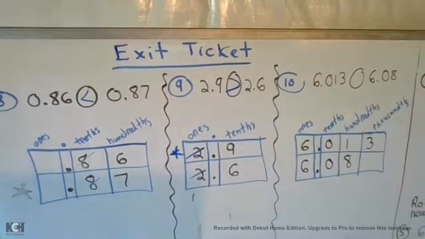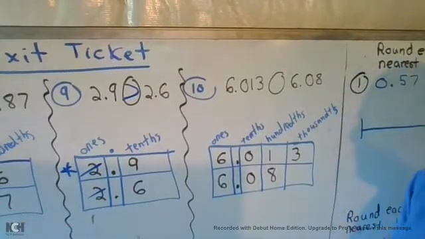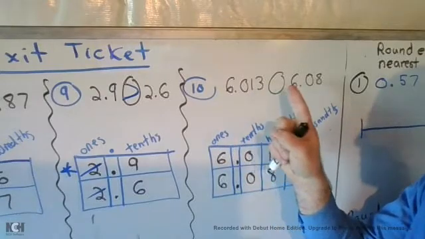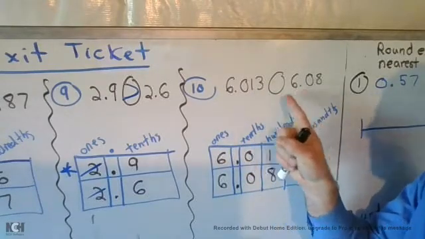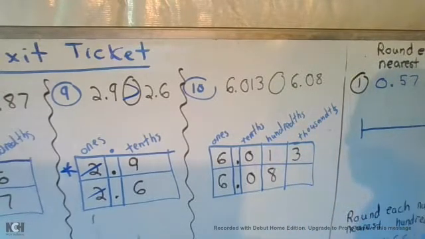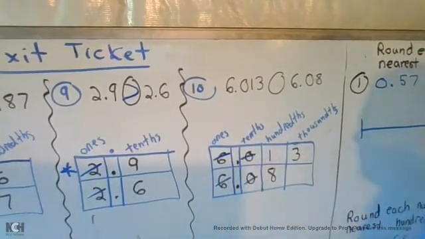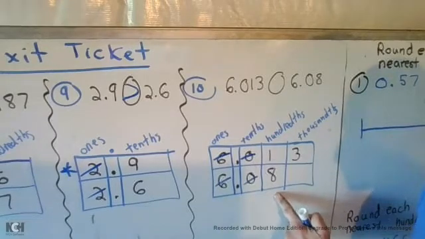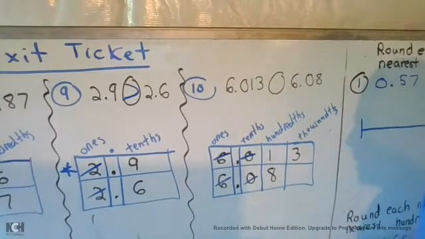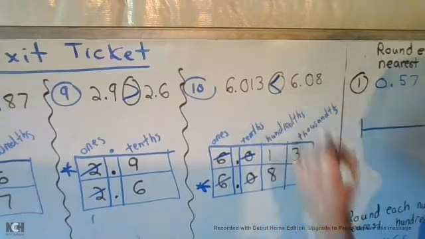And our last exit ticket question. We have 6 13/100th compared to 6 8/100th. Okay? So we have 6's in the ones place. We have 0's in the tens place. But then when we get out to the hundredths place, we see we have an 8 compared to a 1. 8's larger, which makes 6 8/100th the larger number.